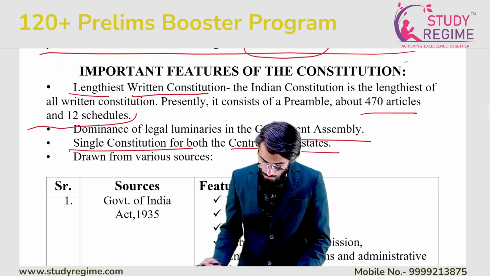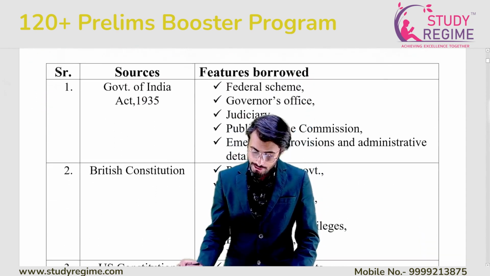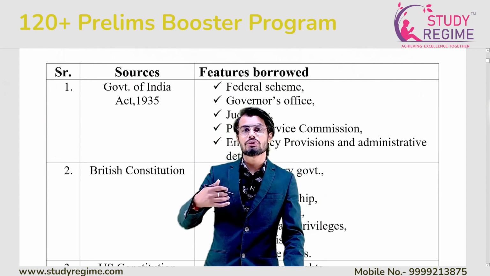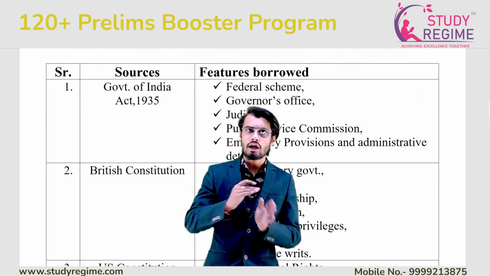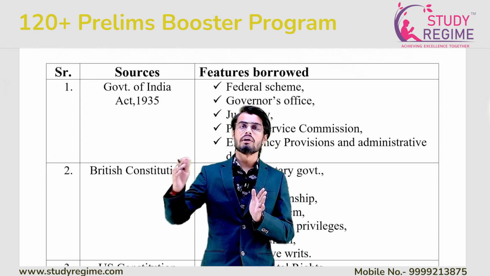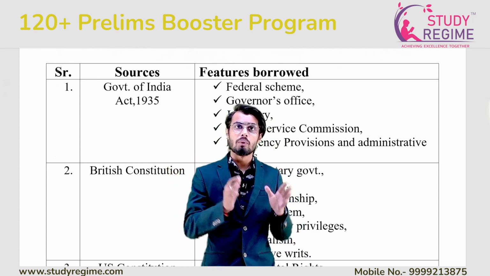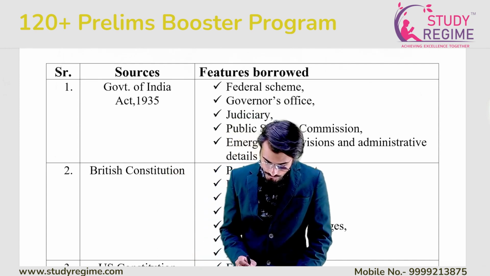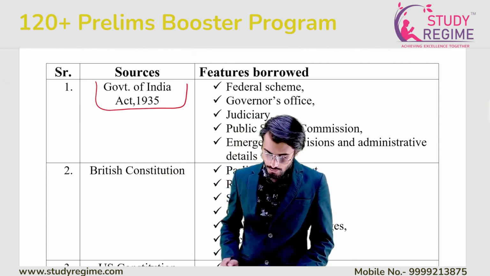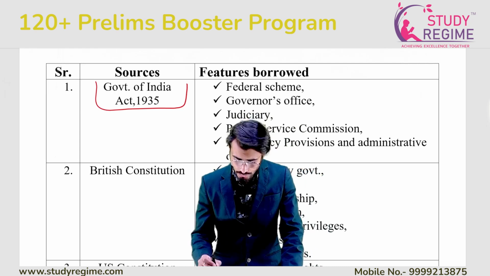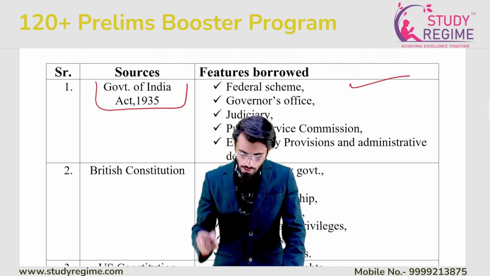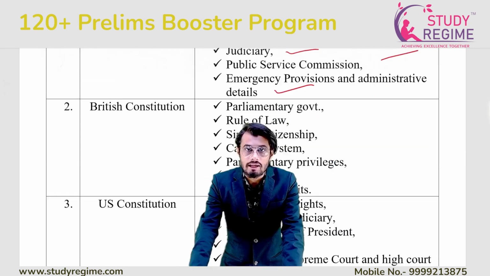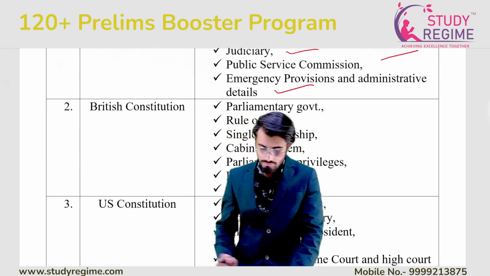Okay, now as I have already told you, we'll be discussing from where our constitution has been drawn. There are a lot of acts and a lot of countries in the world from which our constitution has been derived. The first source is the Government of India Act of 1935. We have borrowed the federal scheme, not completely, but we have borrowed the federal scheme, Governor's Office, Judiciary, Public Service Commission, emergency provisions and administrative details.